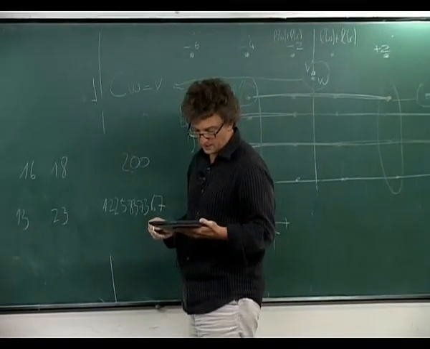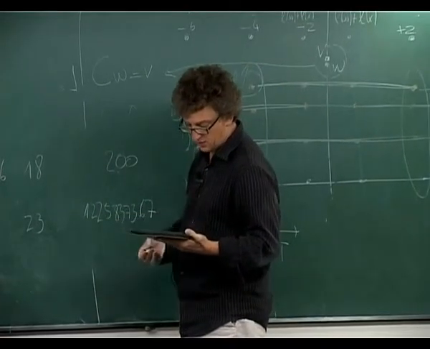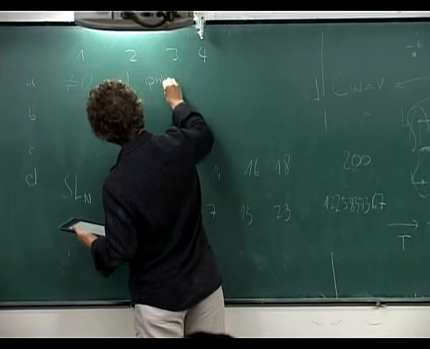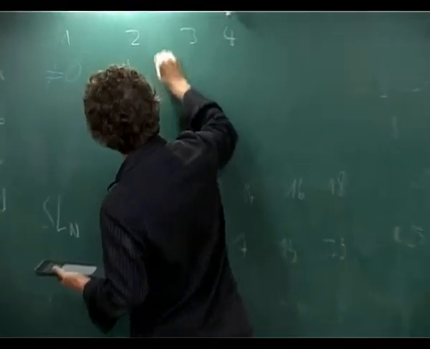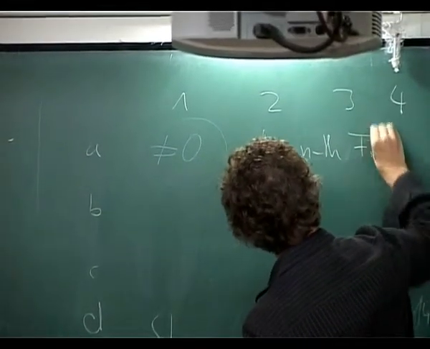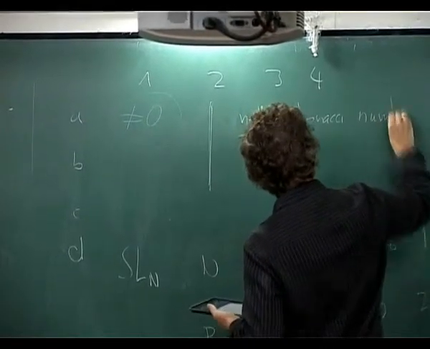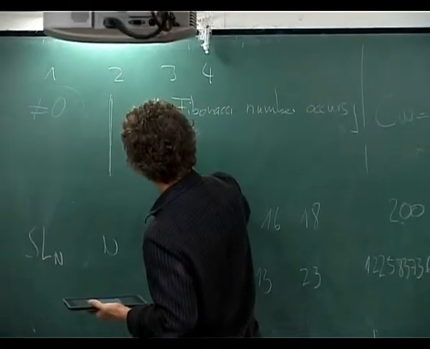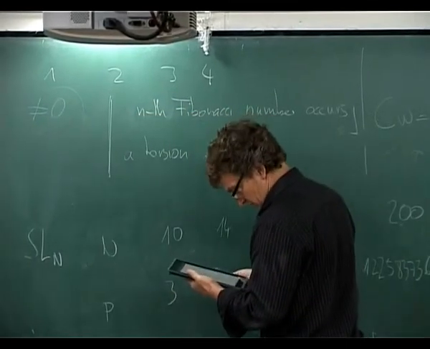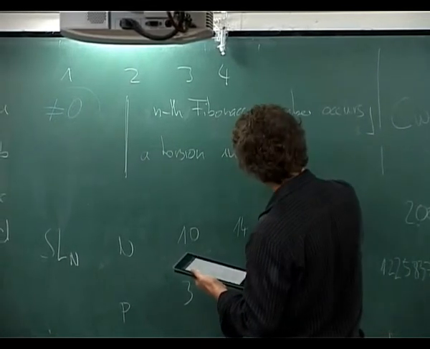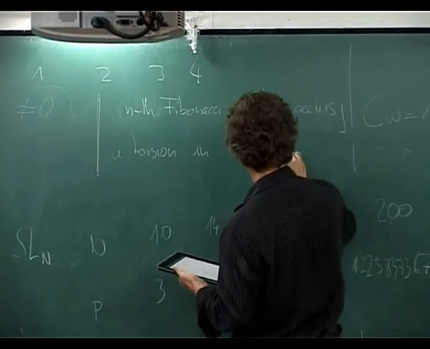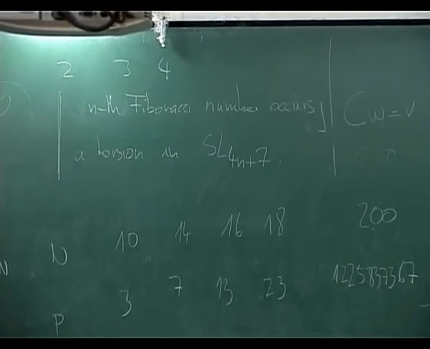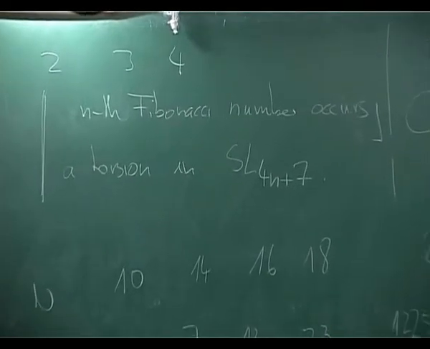And he also, once he had these numbers, looked at this algorithm more carefully, and he could also prove the following, namely the nth Fibonacci number, its prime divisors occur as torsion in SL 4n plus 7. So that holds for all n. Any n.